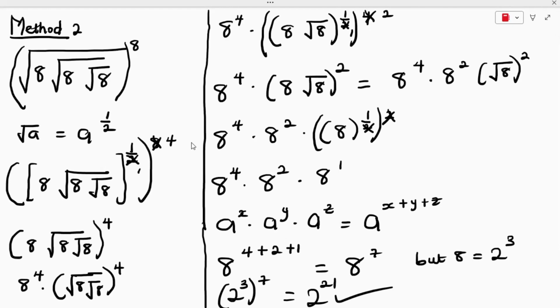So guys, these are the two methods that you can use to solve this type of question.